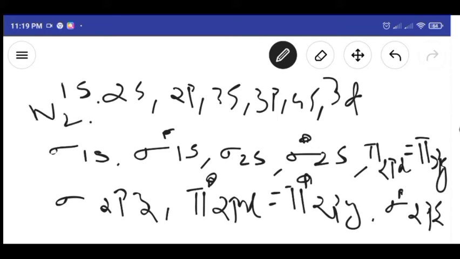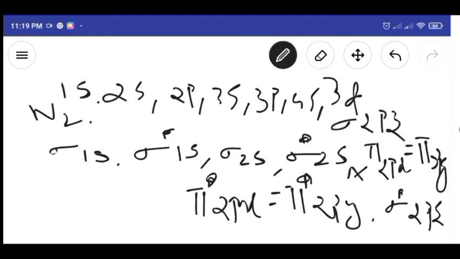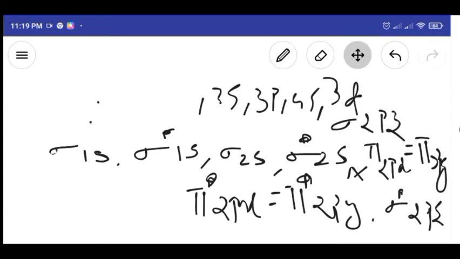After that, if we take oxygen, fluorine, neon, etc., there is a difference in the order. Only one difference is there. Instead of filling pi 2px and pi 2py first, we have to fill sigma 2pz before filling pi 2px and pi 2py. This is the only difference. It is a hypothetical concept. Okay, then we'll move to the next thing.